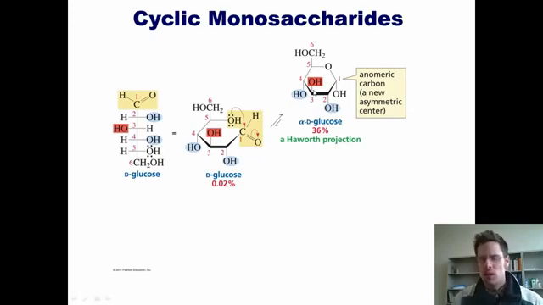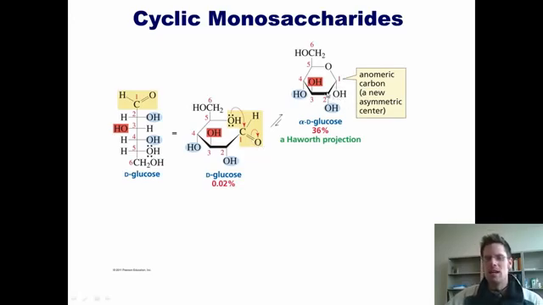Now, here's the thing I want you guys to pay attention to. When this OH closes here on this carbonyl to eventually form an OH dangling off of carbon 1, it actually can do so equally well in theory from two different directions. If it closes on this carbonyl carbon from the top, then that ends up pointing the OH that's formed here down.